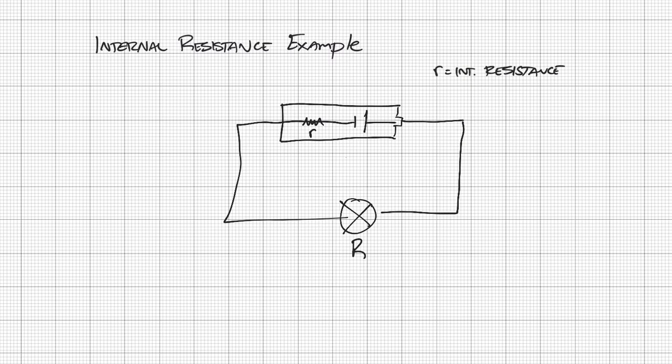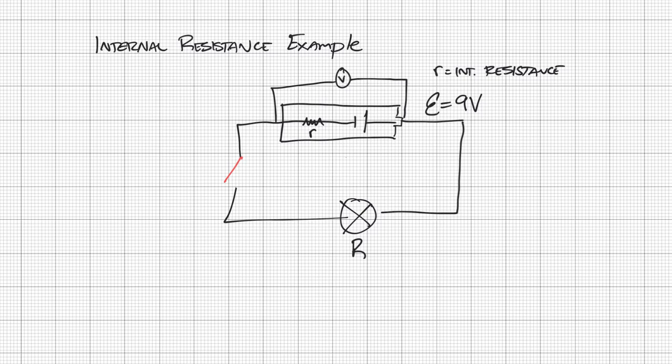So again, let's add a switch to our circuit. If our switch was open, we could have a voltmeter here, and we would be able to measure the EMF. So if the EMF of this is, let's say, 9 volts, we would measure 9 volts when our switch is open.